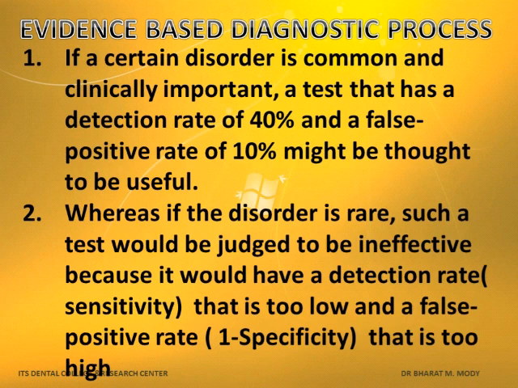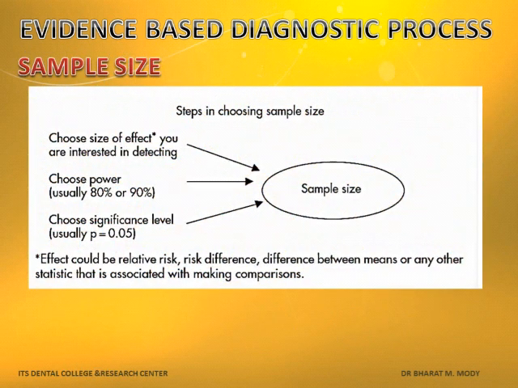sensitivity of the test. If a certain disease is common, a test that has a detection rate of 40% and a false positive rate might be thought to be useful because the disease is common. But if it is a rare disease like a cancer, then the detection rate, that is sensitivity, and specificity will be off. Sensitivity will be too low, specificity will be too high, and that test is not as important. For example, if you are comparing toluidine blue with biopsy, then toluidine blue will have a lower sensitivity.